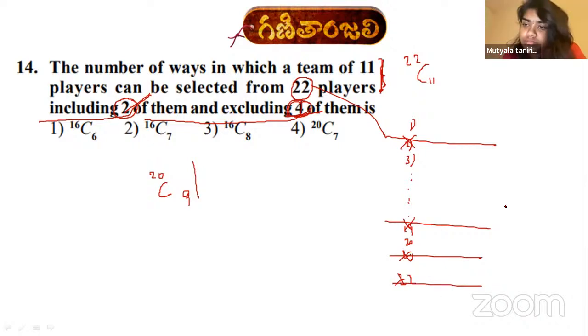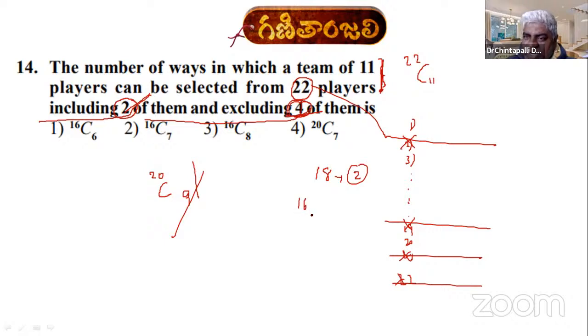Now the selectors need to select from 18 persons only. Out of 18, 2 persons are already selected. That means the selectors need to select out of 16 persons only. Out of 16 persons, how many are to be selected? 11, sir. Of course 11, but 2 have already been selected without the process. So 9.